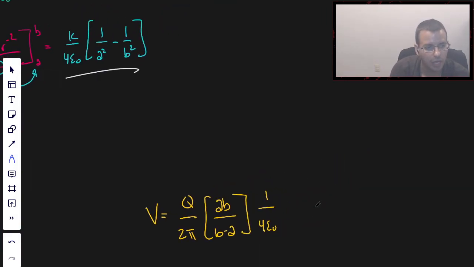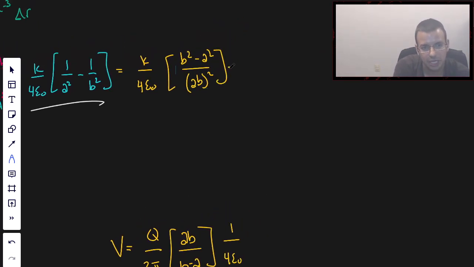And I'm going to do the same thing with this. This is going to be K. I'm going to do the same thing of combining the two fractions with a common denominator. So this becomes B squared minus A squared all over A squared B squared, which is the same as AB squared. And then I'm going to rewrite this one more time, since on the top we have a difference of squares. K over 4 epsilon naught, B plus A, and we'll do a B minus A. There we go. All over AB squared.